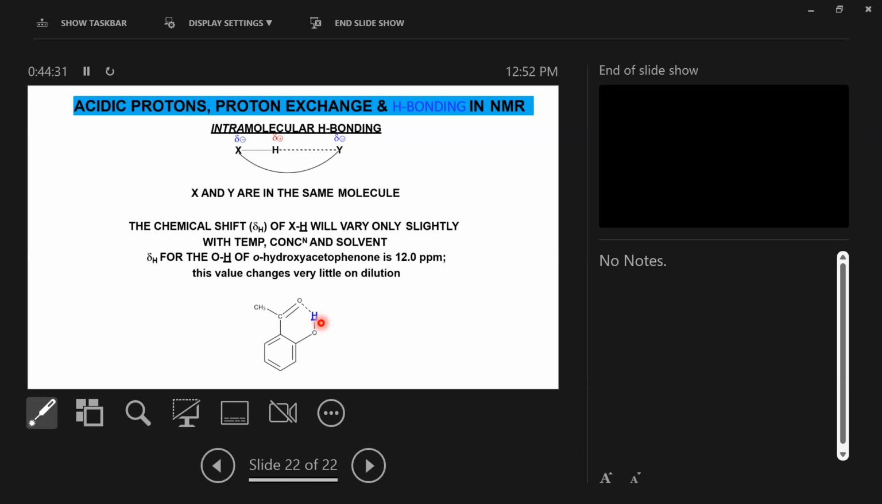So o-hydroxyacetophenone, you see a proton at 12 ppm if you run the sample. And the value doesn't change with dilution because it's just going to keep bonding with it. It's just that close. And remember, the closer it is, the more positive the proton becomes. That's why it's shifted so far downfield.